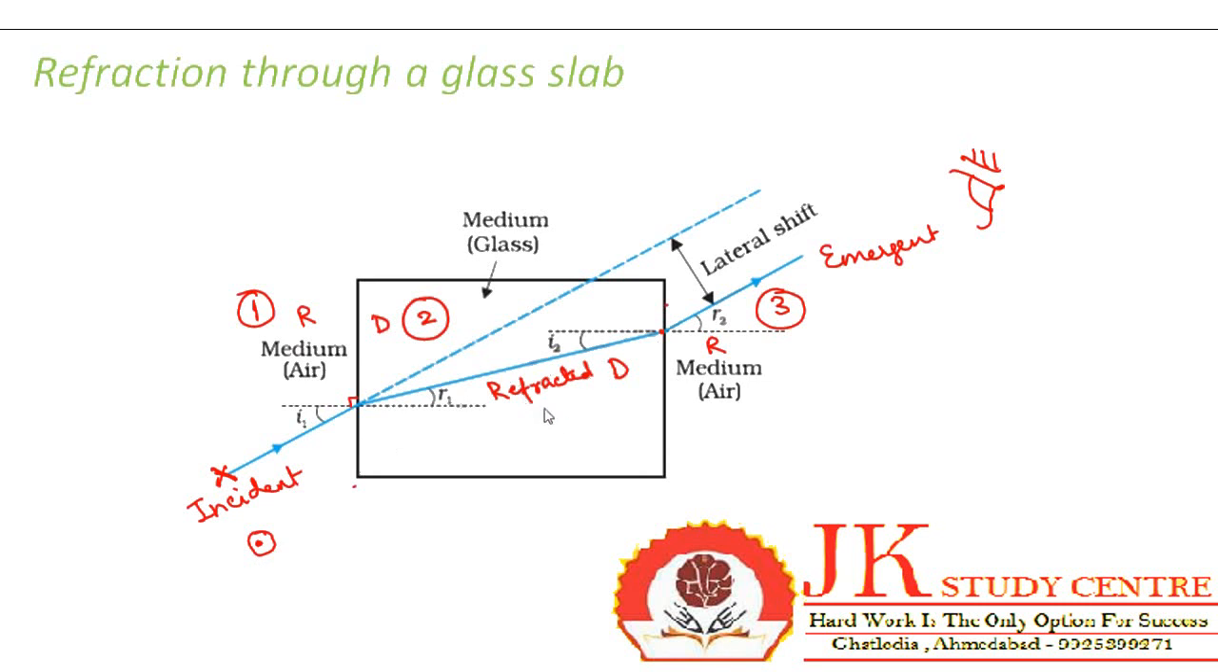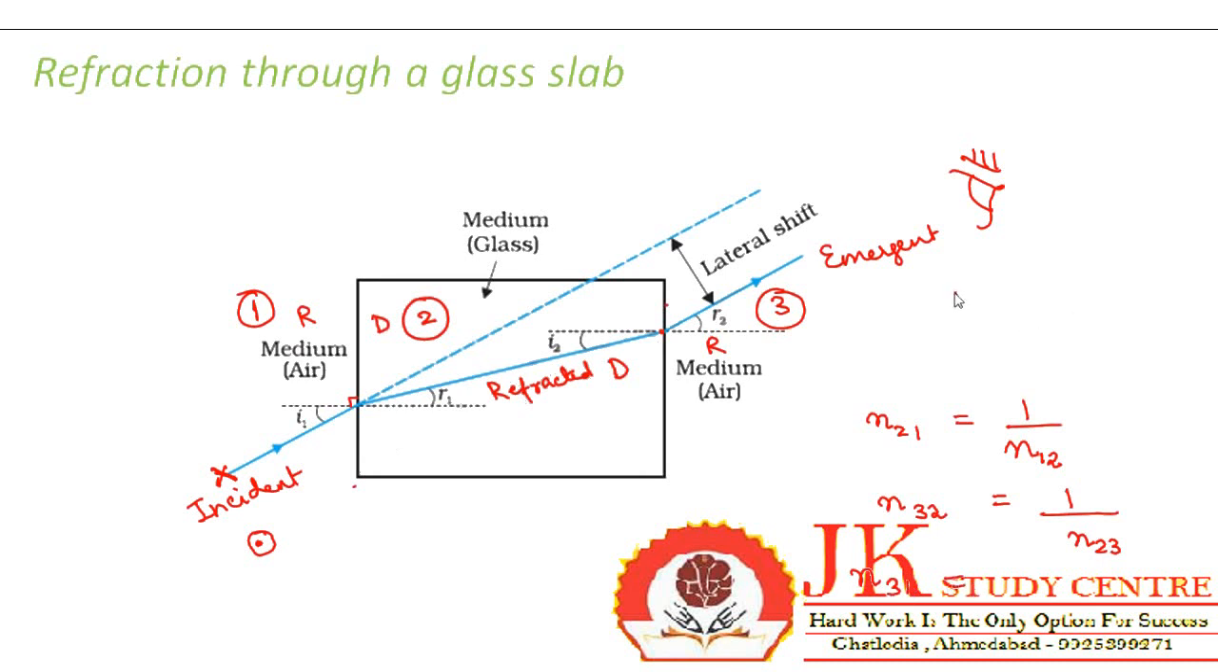Now, in this case, another important thing which we can discuss is that the refractive index of medium 2 with respect to medium 1 will be equal to 1 by the refractive index of medium 1 with respect to medium 2. Similarly, the refractive index of medium 3 with respect to medium 2 will be equal to 1 by the refractive index of medium 2 with respect to medium 3. What would be the refractive index of medium 3 with respect to medium 1?